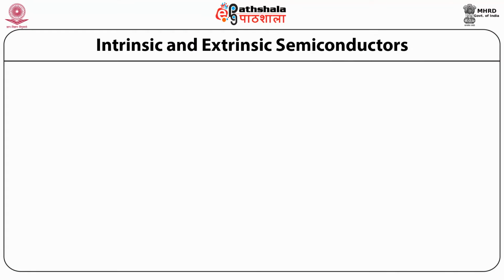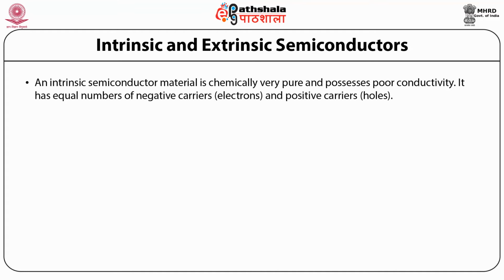Intrinsic and extrinsic semiconductors. Let us first discuss intrinsic semiconductors. An intrinsic semiconductor material is chemically very pure and possesses poor conductivity. It has equal numbers of negative carriers, that is electrons, and positive carriers, holes.